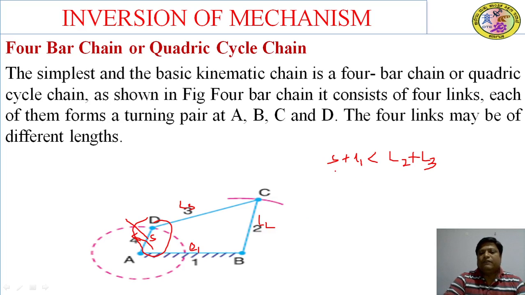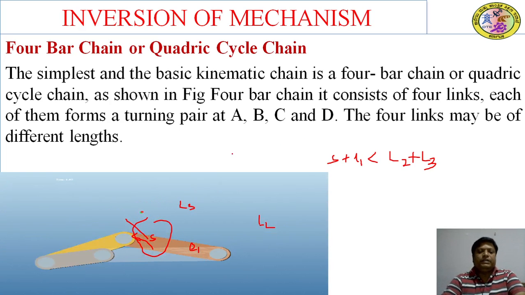In Grashof's law, it states that the sum of the shortest and longest link lengths should not be greater than the sum of the remaining two link lengths, L2 and L3. Here there are different kinds of inversions of the 4-bar kinematic chain.